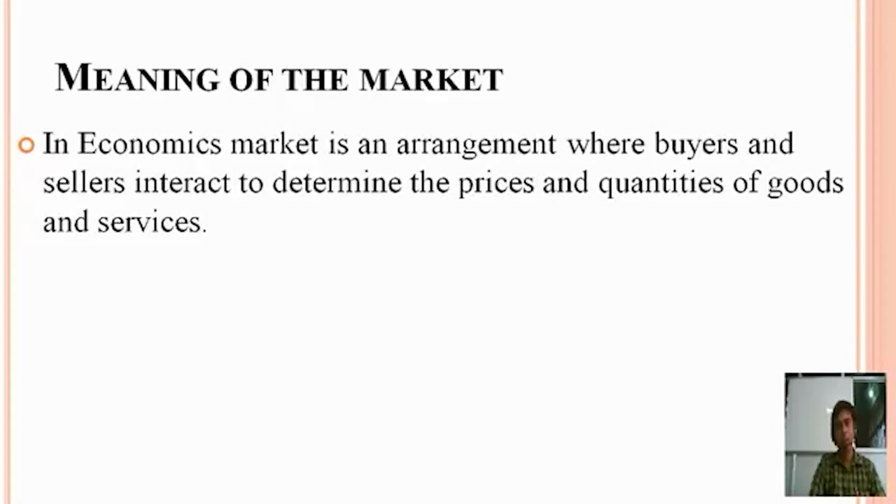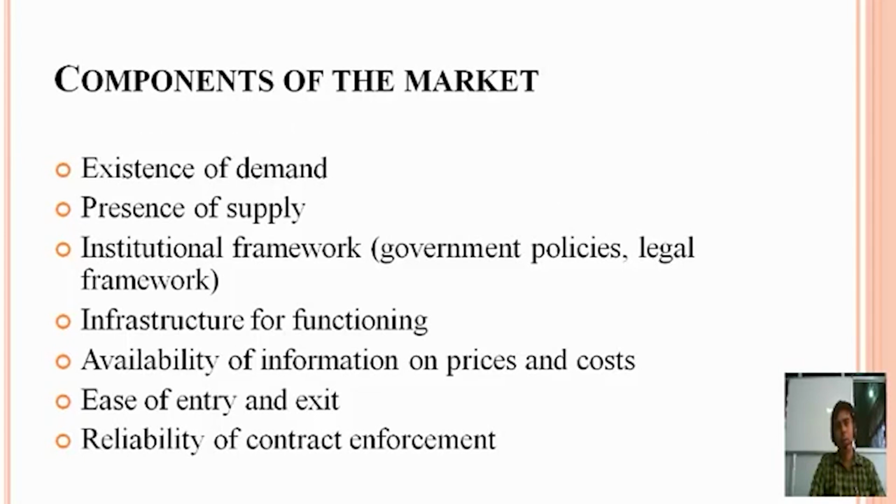In economics, market is not a place, but it's an arrangement where buyers and sellers are interacting to find out the prices and quantities of goods and services. So it's a situation where we have the quantity demanded and we have the quantity supplied. So what are basically the components of the market when we say existence of the quantity demanded and supply? In that case, we have to have the existence of demand and the presence of supply.